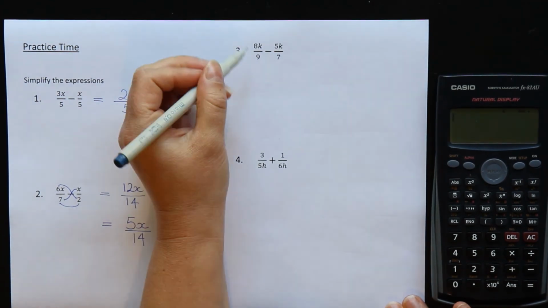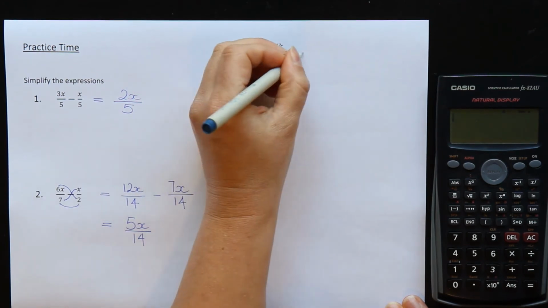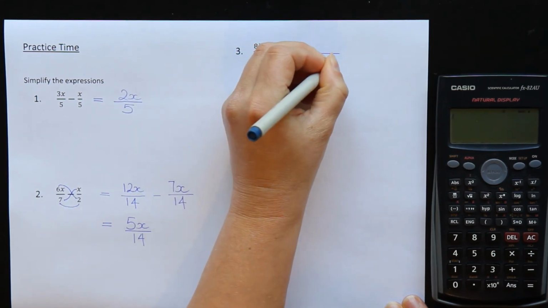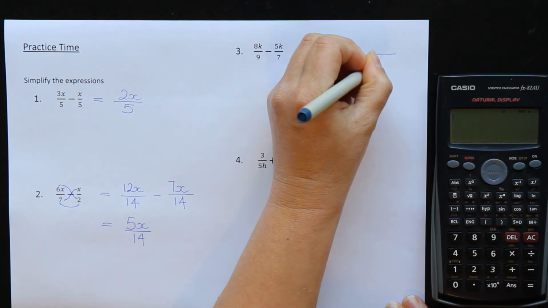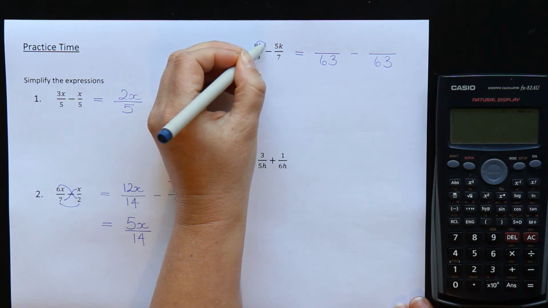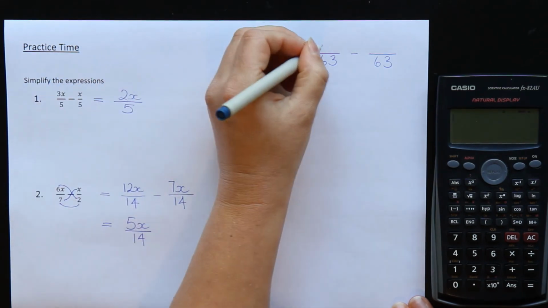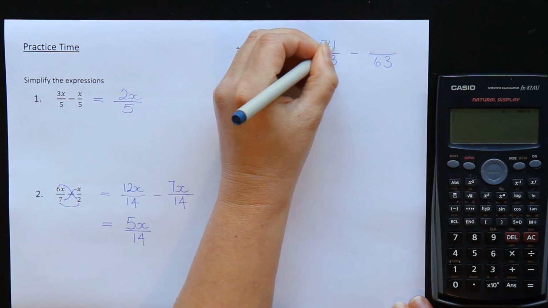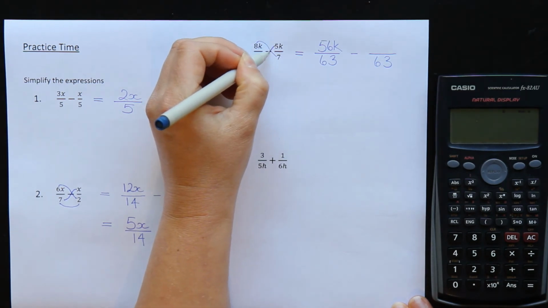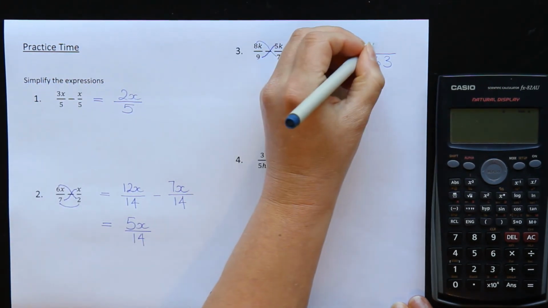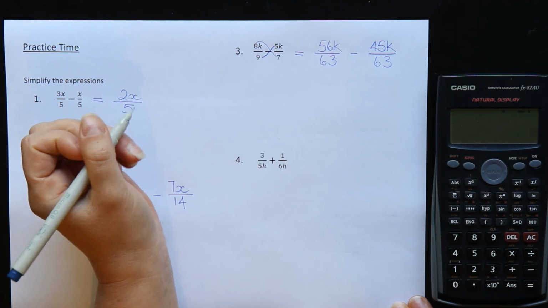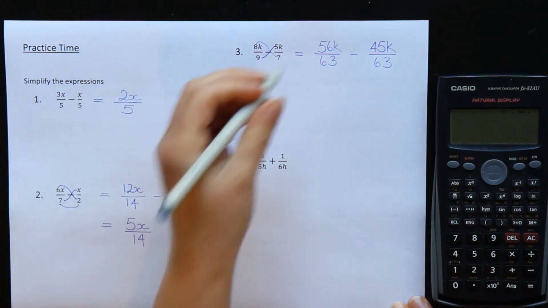Question 3. Let's get a common denominator. So 9 times 7 is 63. 63 for the second one as well. Now multiply 5k times 7. 5 times 7 is 35k. And for the second fraction, we want to multiply the 5k with the 9. 5 nines are 45. It always helps to be good at your times tables. You have a calculator if you need it, but it does make life easier if you can do them quickly in your head.